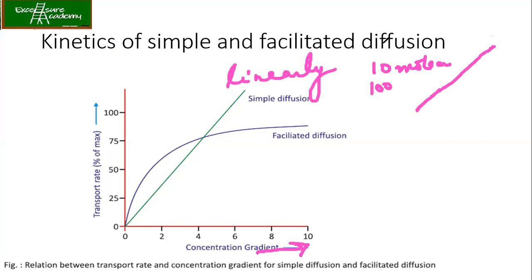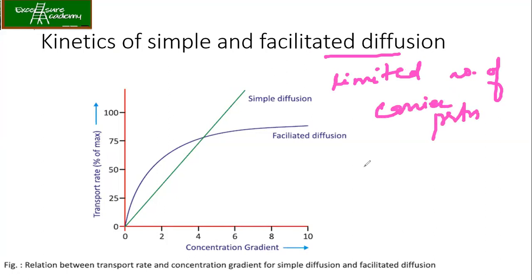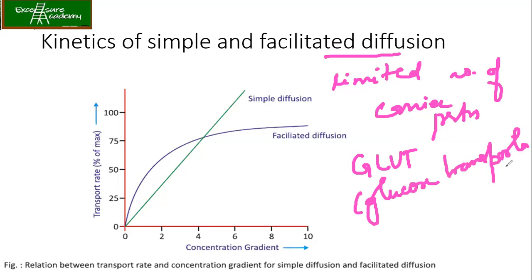Whereas in facilitated diffusion, you have only a limited number of carrier proteins. For example, let us talk about GLUT. What is GLUT? It is a glucose transporter, so it helps in the transport of glucose. Let us say that in the intestinal lumen you have around a thousand glucose transporters. Let us assume. Now, as you start eating, you start degrading your food particles into small glucose units.